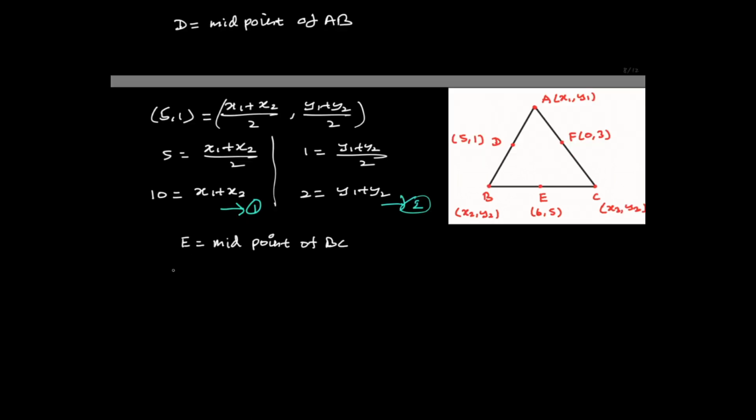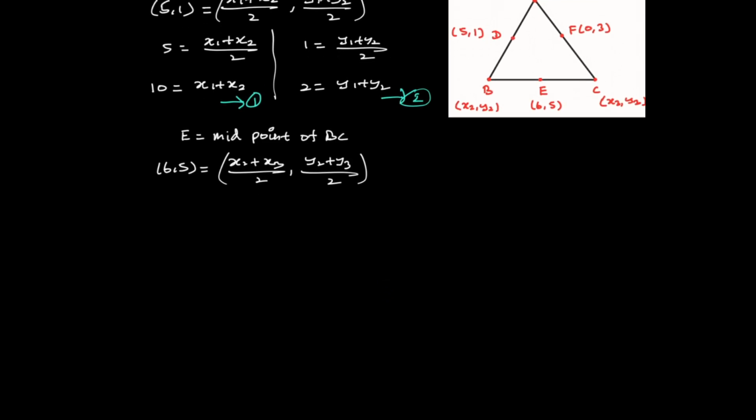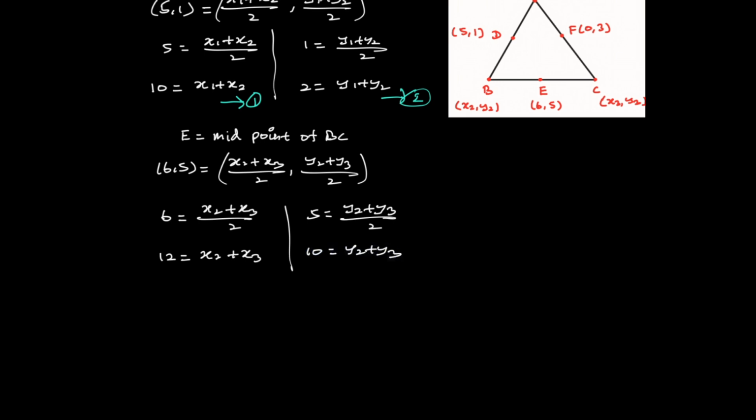Similarly, E is the midpoint of BC. So the coordinate of E is 6, 5. Midpoint of BC, add x coordinates values. So (x2 plus x3) by 2, (y2 plus y3) by 2. Now equate the x coordinate value and the y coordinate value. So 6 equal to (x2 plus x3) by 2. Simplify this, 12 equal to x2 plus x3. Now equate the y coordinate values. So 5 equal to (y2 plus y3) by 2. Simplify this, 10 equal to y2 plus y3. Consider this is equation number 3 and this is equation number 4.